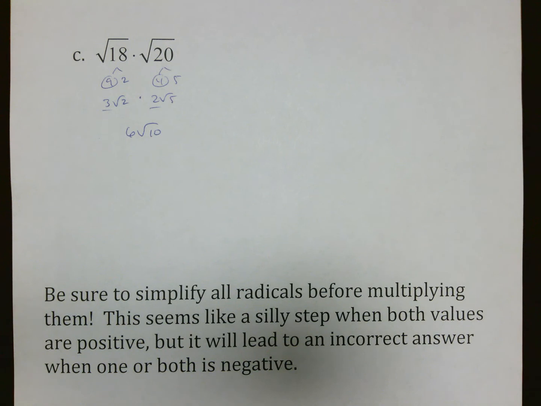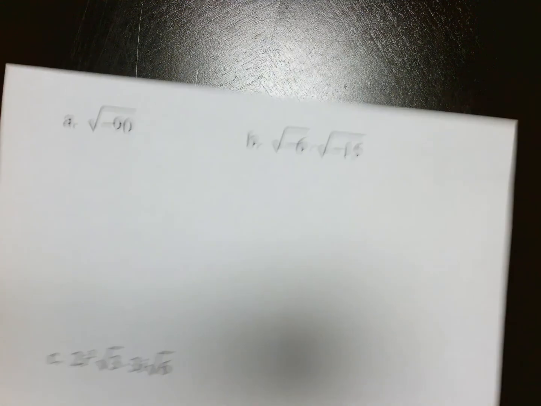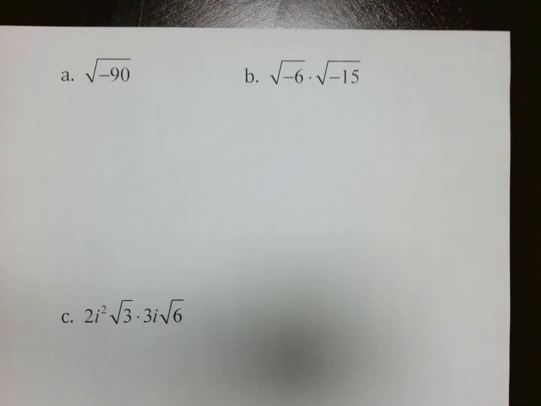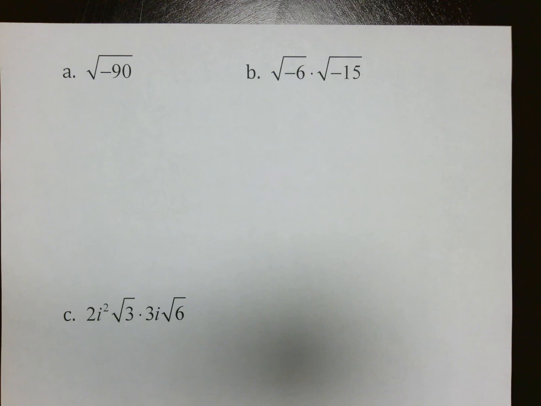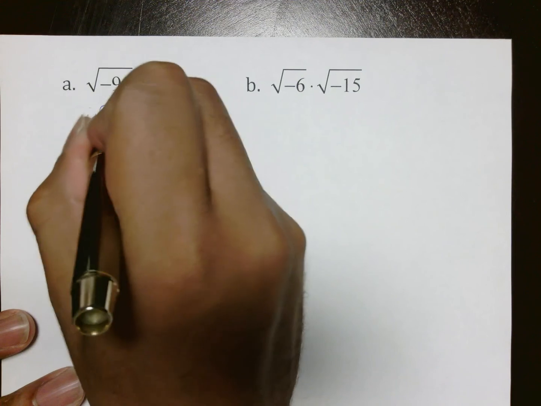Again, it seems like a really silly step, but not doing it does lead to an incorrect answer. I actually had to check one of my answers twice with the book just to find out I did it wrong, because my natural instinct was to multiply first and simplify second. So bringing in the i's, square root of negative 90 means that what you want to do is turn this into i root 90 first.